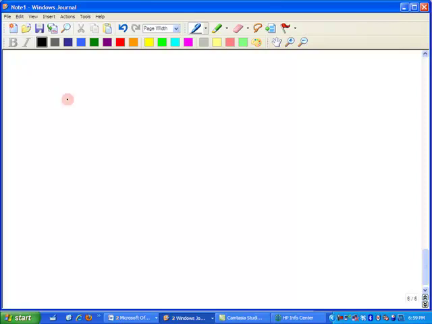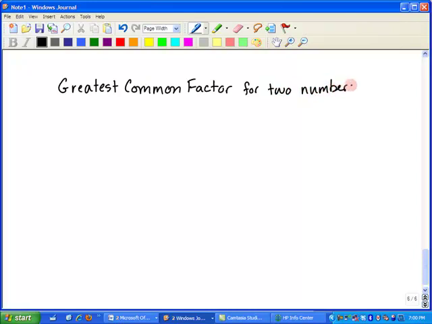Let me first give you a definition of the greatest common factor. So the greatest common factor for two numbers is the largest of the factors that they have in common.